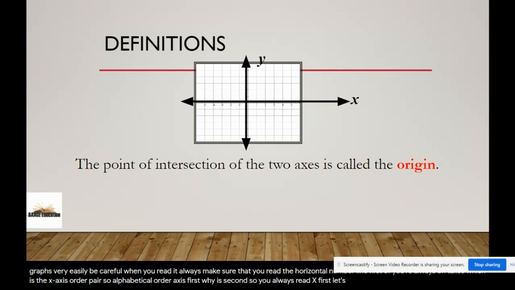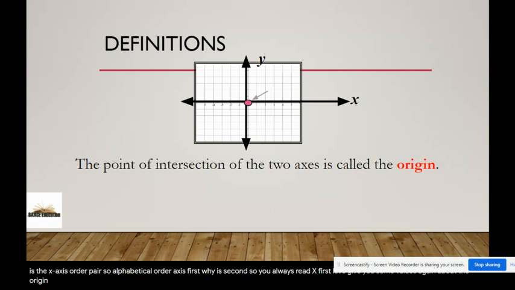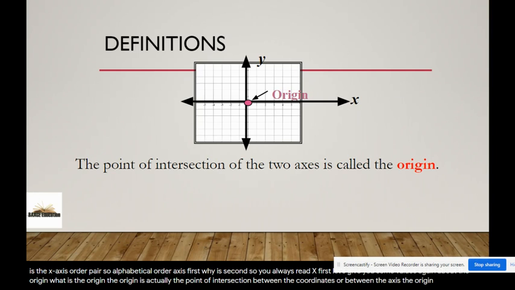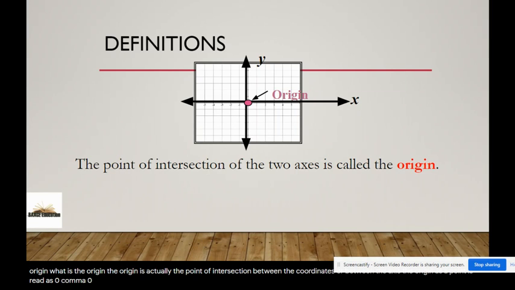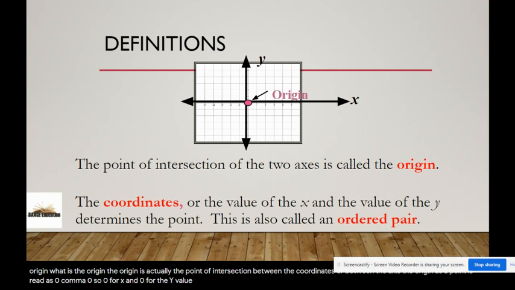Let's give you some values, again about the origin. What is the origin? The origin is the point of intersection between the axes. The origin as a point is read as 0, 0. So 0 for x and 0 for the y value.